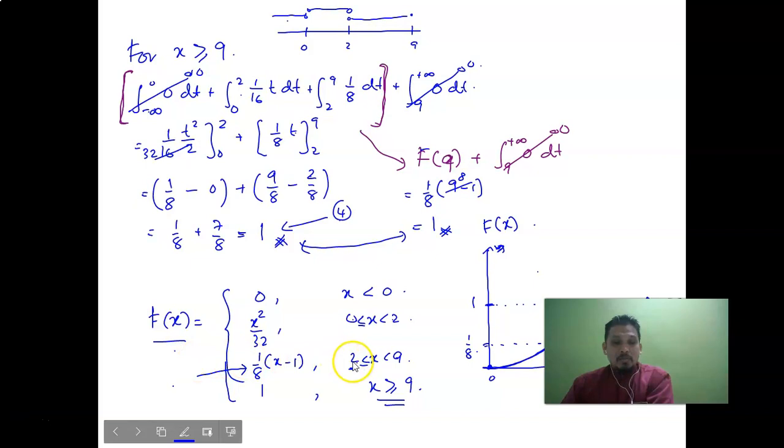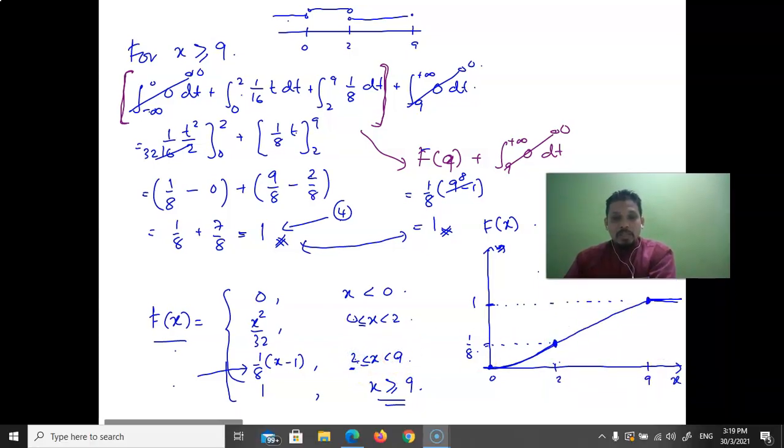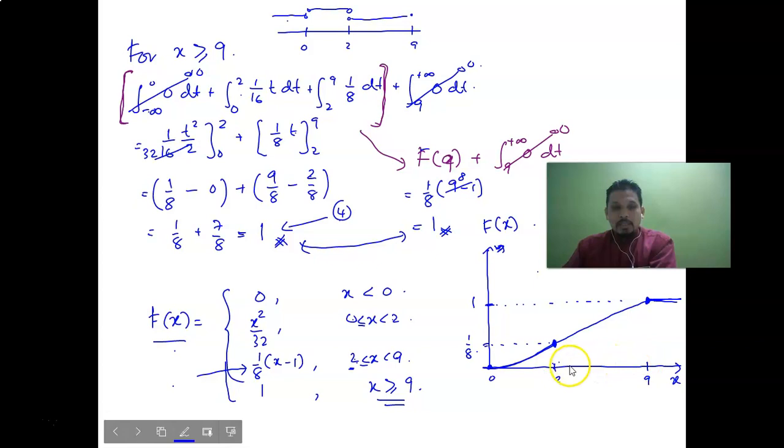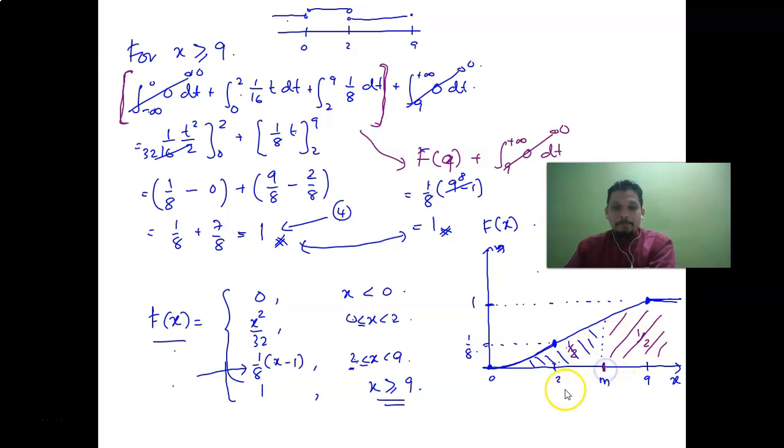Okay, so we substitute 2 into this function just now, we get 1 over 8, so less than 0.5. So meaning that from 2 until 9, there should be a value of m that divides the area between this and divides this area. This is 1 over 2 and this is another half, 1 over 2 and 1 over 2. So m is in between here.